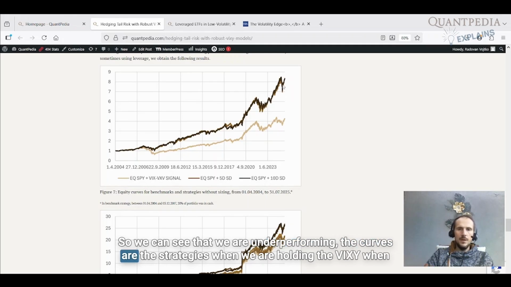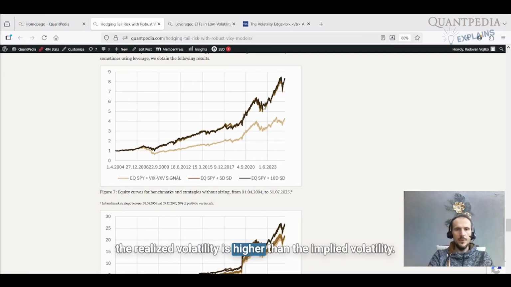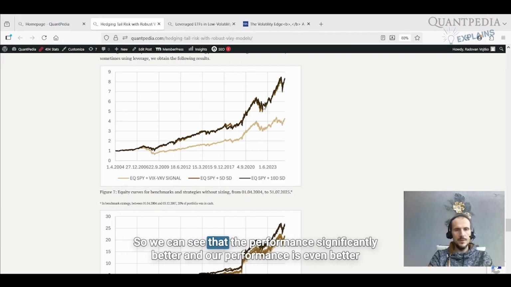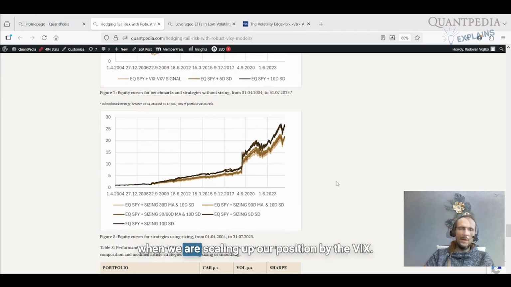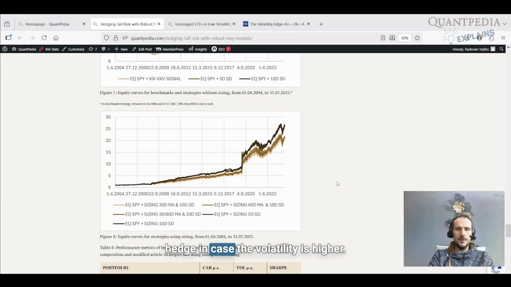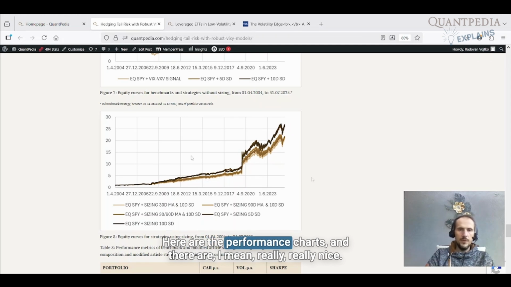The curves are the strategies when we are holding the VIX when the realized volatility is higher than the implied volatility. So we are not comparing two implied volatilities, but we are comparing the realized to implied volatility. So we can see that the performance is significantly better. And our performance is even better when we are scaling up our position by the VIX. So we are not using the 20% fixed position for the hedge, but we are increasing our hedge in case the volatility is higher. Here are the performance charts, and they are really, really nice.